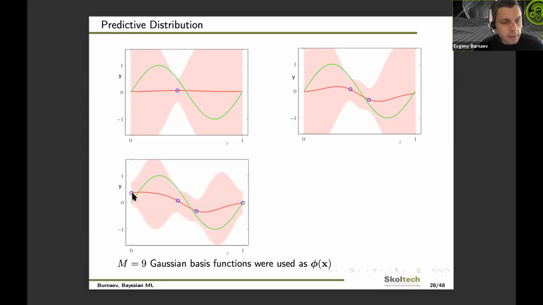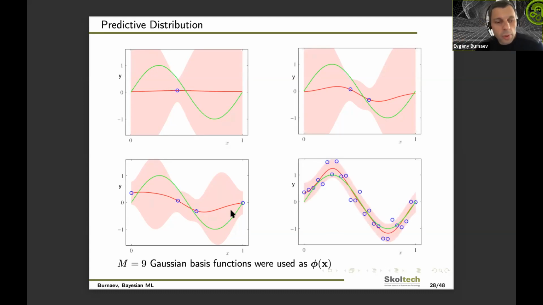As soon as we get more observations here and here, the posterior mean is updated, and now it is even closer to the true function, and the uncertainty around this point and this point is also reduced, although here and here the uncertainty is big.